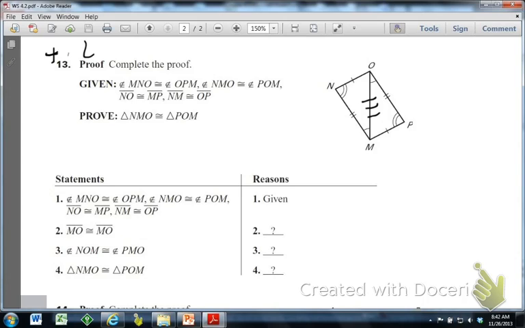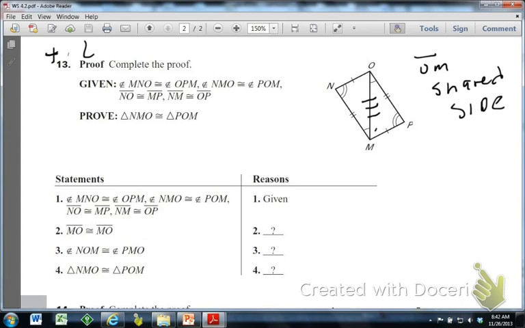So I'm going to put 3 clickies on there, and I'm going to say that segment OM is a shared side. Now the book is going to come in and tell you that that's like the reflexive property, but since OM is being shared by both triangles, I like to make my own rule up and say that it's a shared side. Then the only other thing we have to do is we have another angle in here.